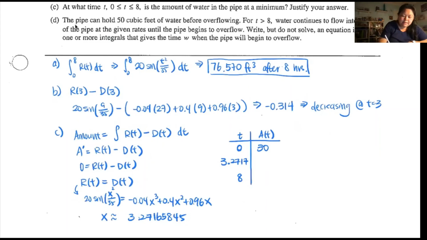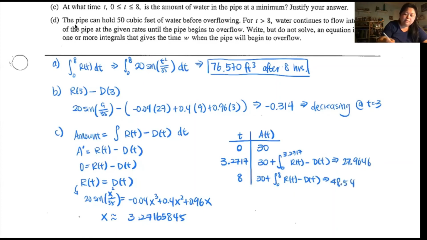Remember, the amount in the pipe is, we started with 30. Now we're going to add on the integral from 0 to 3.2717 of R of t minus D of t, because R of t is what's coming in, D of t is what's getting out. And same thing here, this is 30 plus the integral from 0 to 8 hours, at the end of 8 hours, of R of t minus D of t. Again, you want to use your math 9 function to do this. To save us time, I am going to show you that this will yield, and please double check my work, 27.9646.